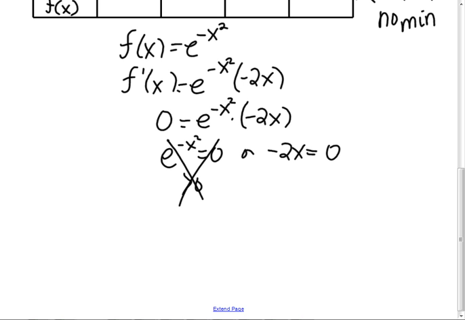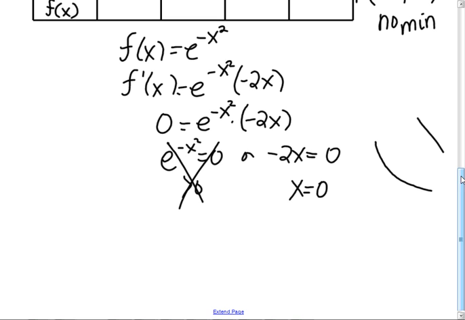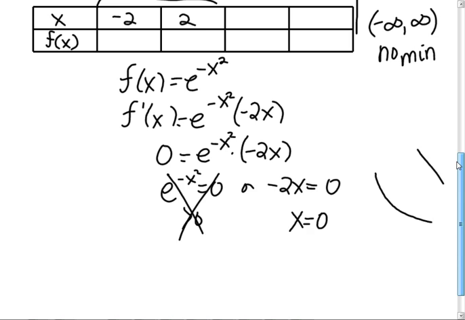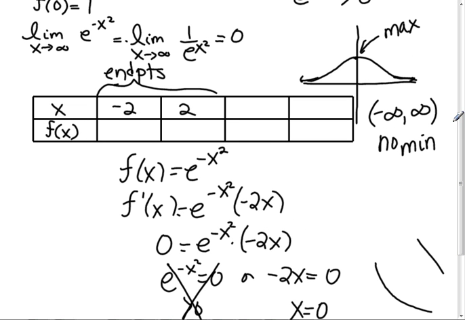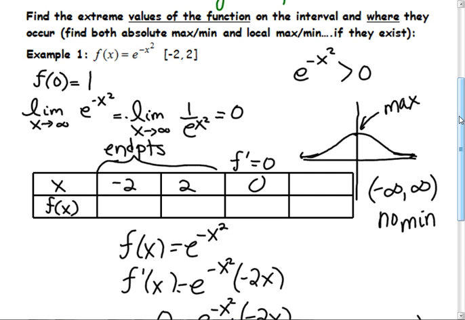Are there any places where the derivative doesn't exist? Remember, e to the minus x squared looks like a nice smooth curve. Minus 2x just looks like a line. They're both very nice functions, so there's no place where the derivative doesn't exist, but there is a place where the derivative is 0, x equals 0. And it might be there are no places where the derivative is 0. Now, I do have to check these points and make sure they're in my interval, in which case they are. Okay, that was the only calculus I had to do.